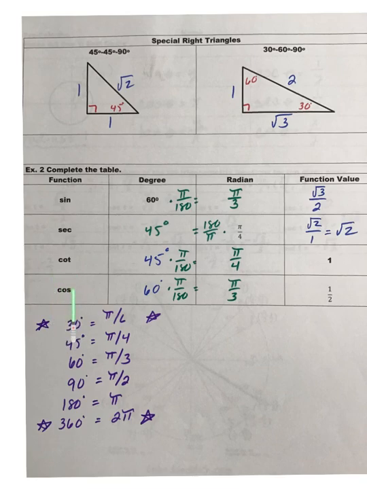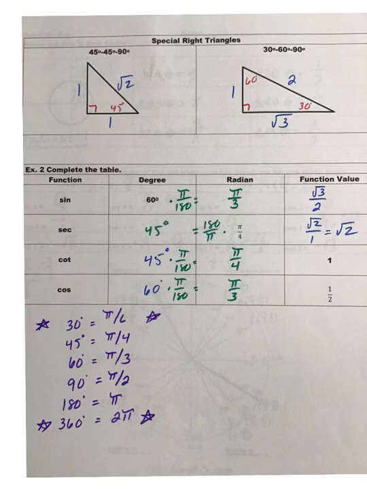Then it says cosine, but again, we weren't given the angle, but we were given that the value of the function is 1/2. And remember, cosine is adjacent over hypotenuse. So this tells us the adjacent leg is 1, the hypotenuse is 2. So that would be right here. The adjacent leg is 1, the hypotenuse is 2, so we're looking at the 60 degree angle. Change that to radians, multiply by pi over 180, and that reduces to pi over 3.